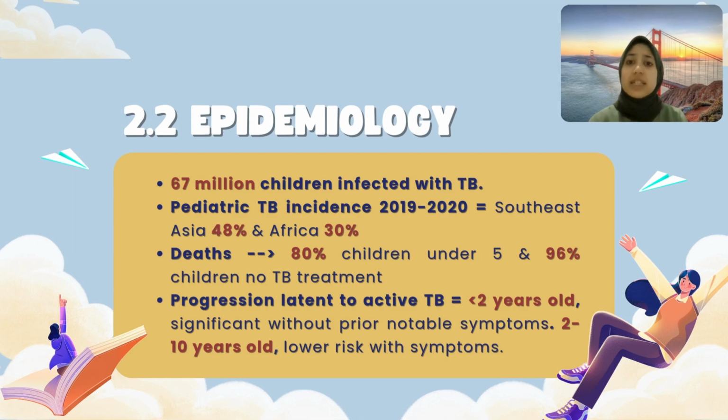Of these deaths, 80% will be among children under the age of 5, and 96% will be among children who have never received TB treatment. Children without tuberculosis preventive treatment have a 5 to 10% risk of developing TB disease. For children younger than 2 years, the risk of progression from infection to active disease is significant within the first year after exposure, often occurring without prior notable symptoms. In contrast, children aged 2 to 10 years exhibit a lower risk, typically presenting with symptoms of TB when they do develop the disease.